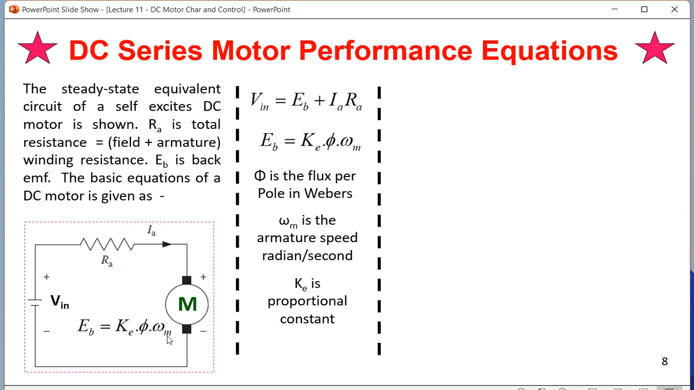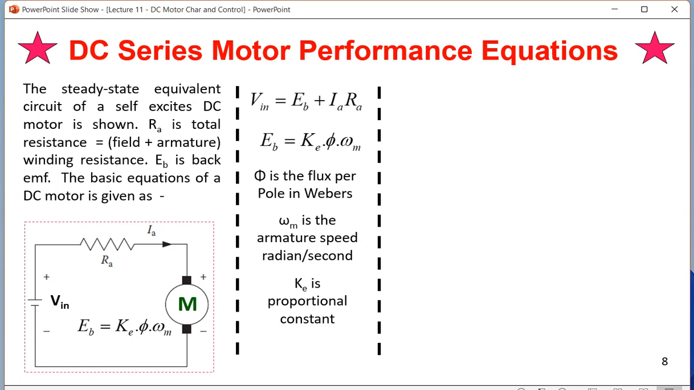I'm not going to ask all this in the exam. Only the characteristics of the DC series motor are very important for you to prepare. But EB equals KE into phi into omega m, you should remember, because only then can you control the motor, and only then, with a microcontroller or with your own laptop, will you be able to find out how to design the controller for a motor.